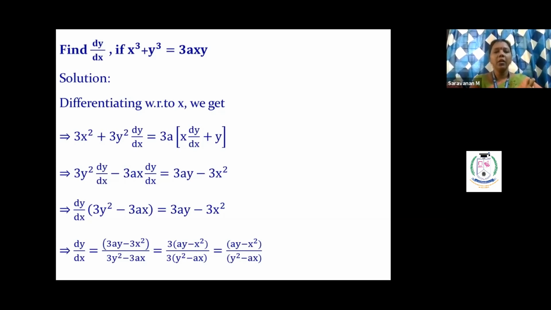So now what is the procedure? We are going to consider the given function as it is. No need to consider it as y is equal to. Already y is there, so x and y exist. We are going to differentiate with respect to x, and y is the dependent variable.